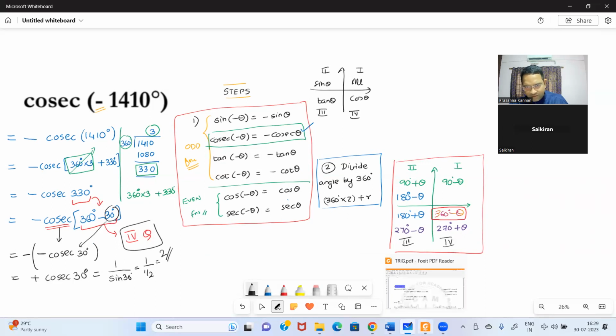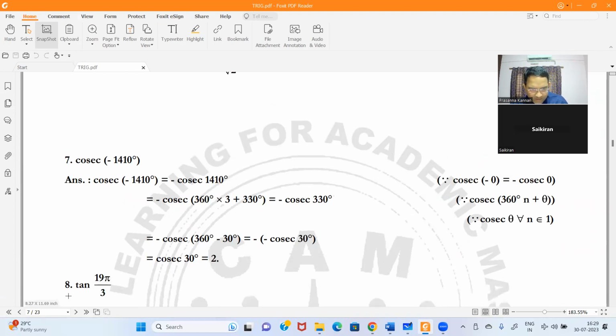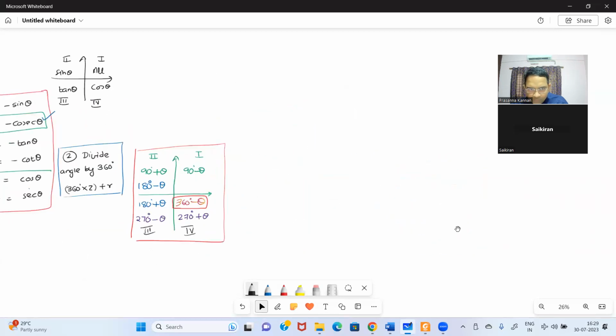So that is the thing. You can see here also, whatever method is used, you get the same answer. What is the answer? 2. Clear? Okay. Next, we will see the next question. One more question in this type, and then we can move on to any other doubt that you have.